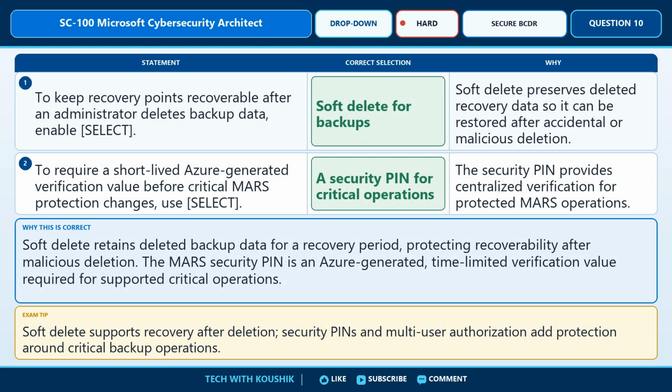For Statement 1, the correct selection is soft delete for backups. Soft delete preserves deleted recovery data so it can be restored after accidental or malicious deletion. For Statement 2, the correct selection is a security PIN for critical operations. The security PIN provides centralized verification for protected MARS operations.